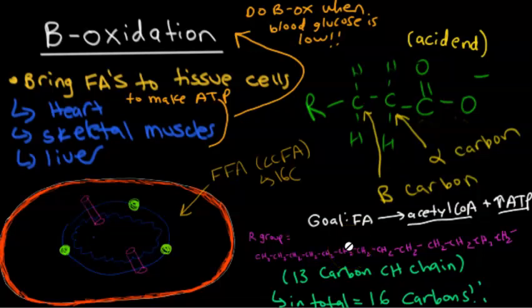The goal in this process is to convert the fatty acid into an acetyl-CoA and a bunch of ATP. So the palmitic acid is 16 carbons, but since I already drew 3 carbons here, the R group has an additional 13 carbons. So in total we have a 16 carbon chain.